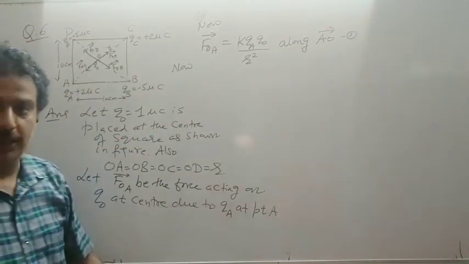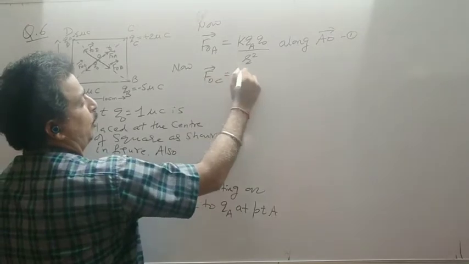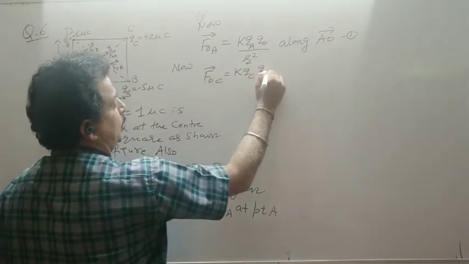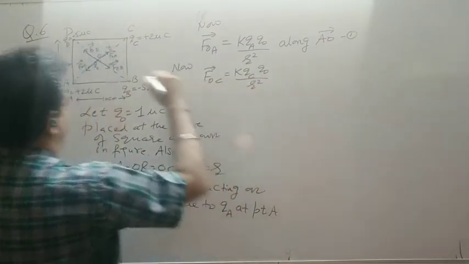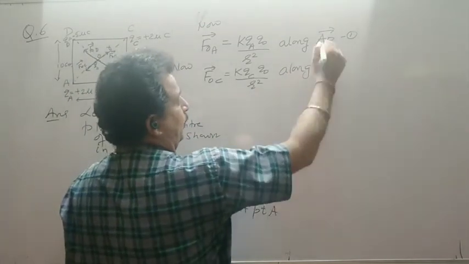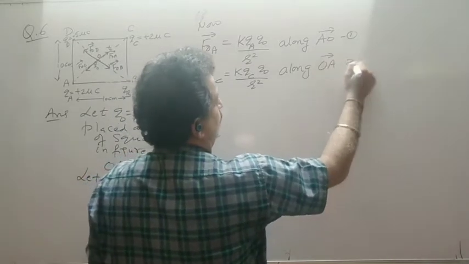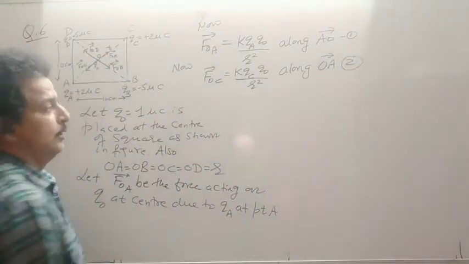Now directly I am writing all the other forces. F naught C will be equal to K Q_C Q naught upon R square, and if you see the direction, it is towards A, or opposite to AO, that is OA. This is equation number 2.